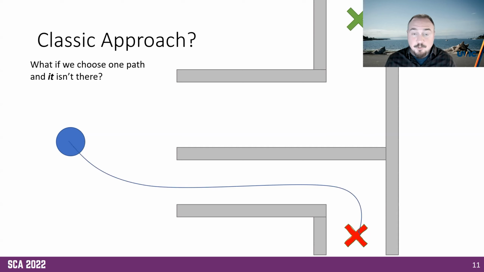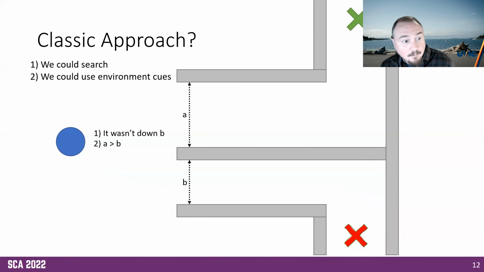So what happens if we choose one path and that thing we were looking for isn't there? Well, we've gone the wrong way, of course. What could we have done? Well, we could search. We tried the B hallway already, and we know it's not there, so we can try A now.